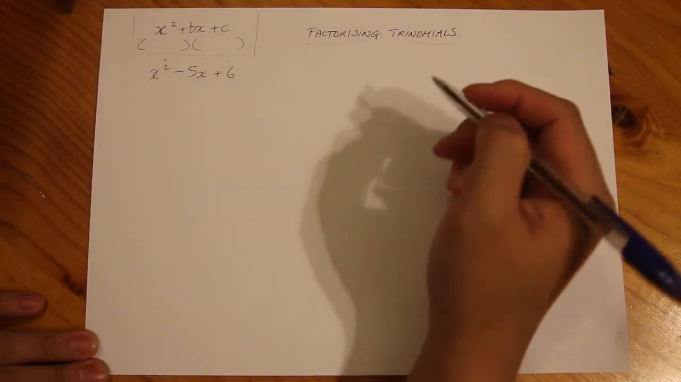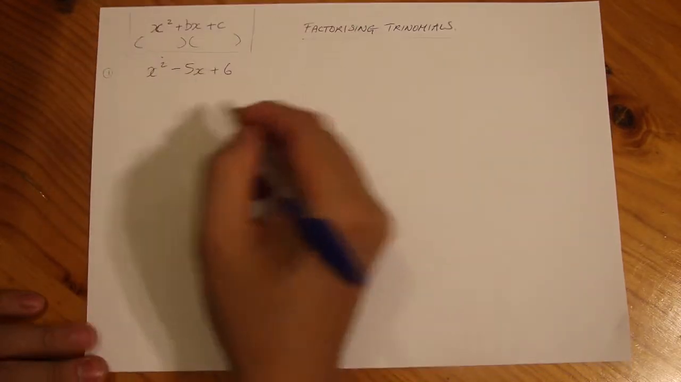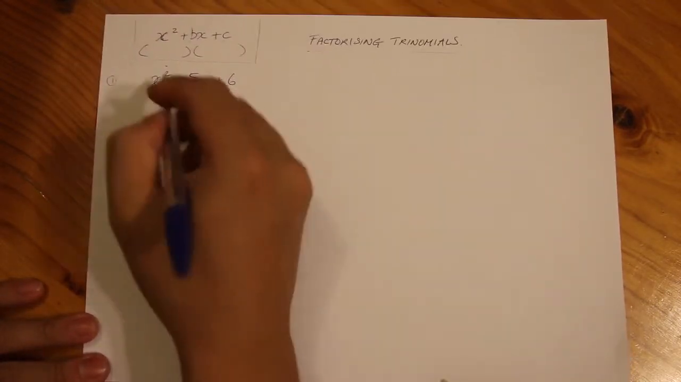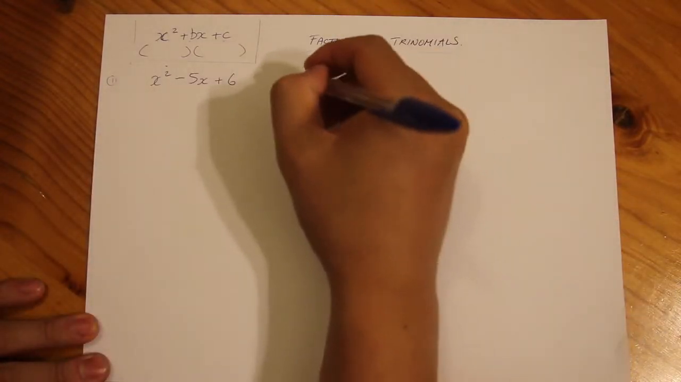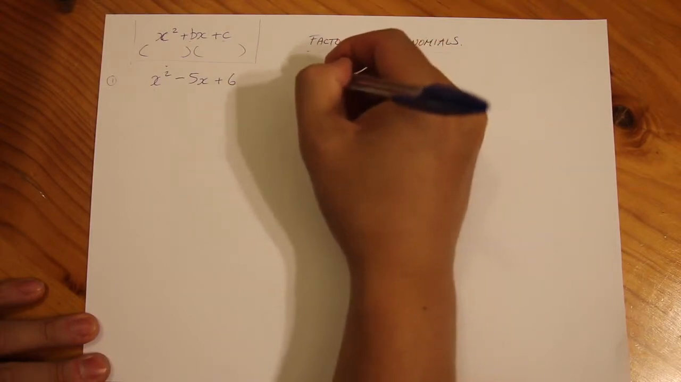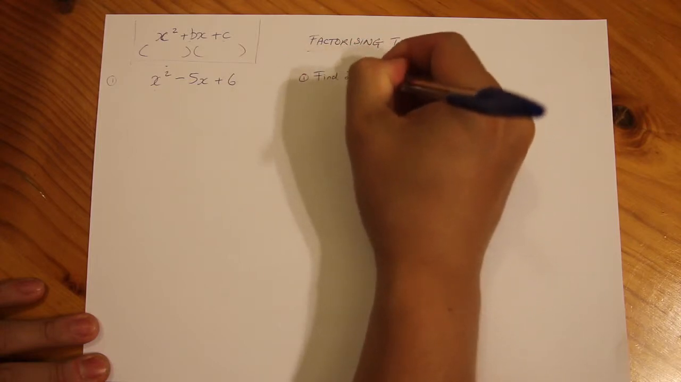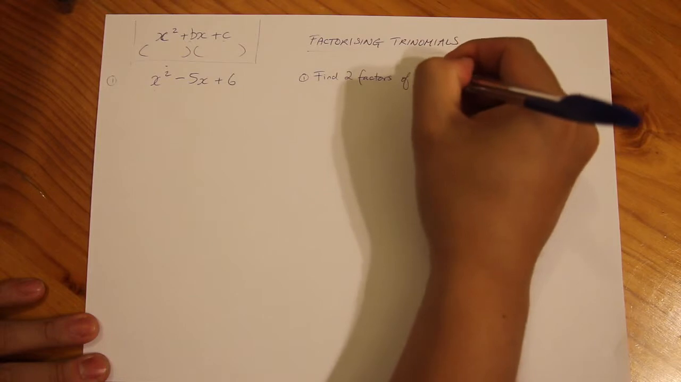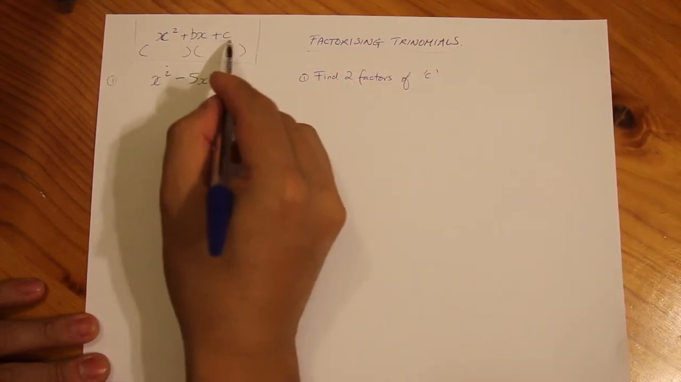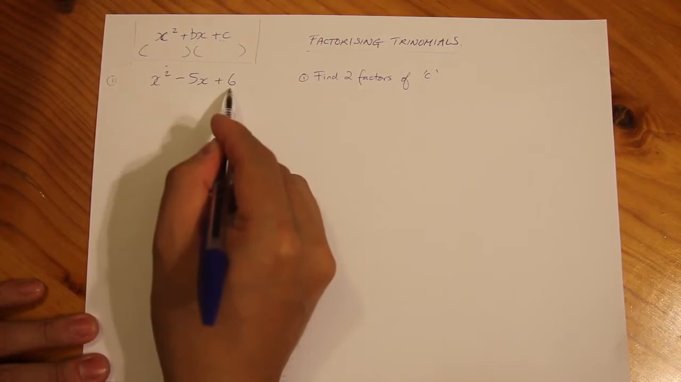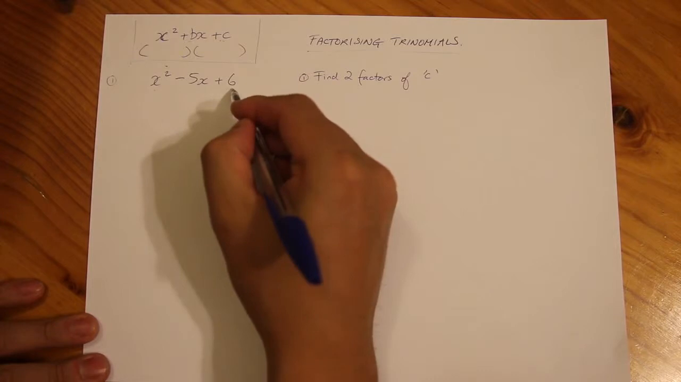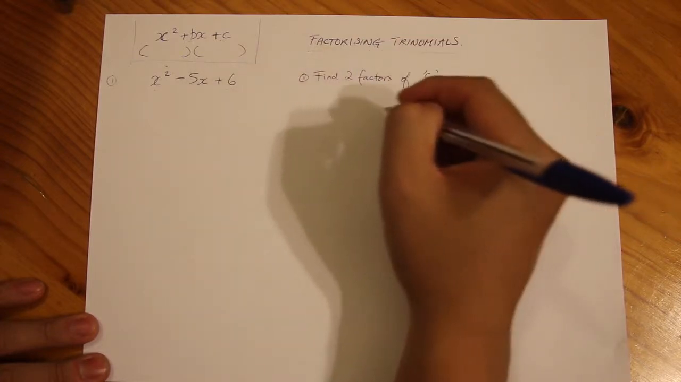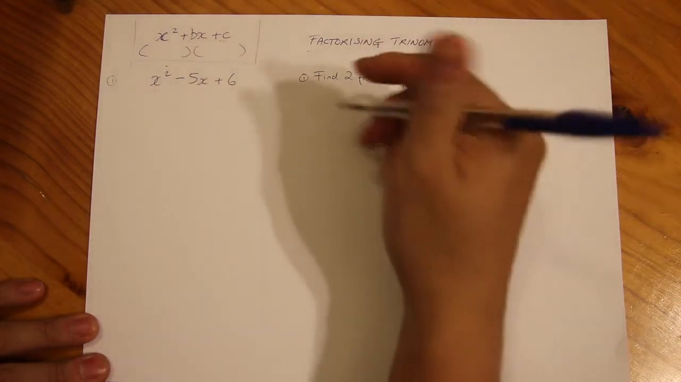Now with this first example here, we have 3 terms: x squared, minus 5x, and then a 6. The first step that we want to accomplish is to find 2 factors of c. So whatever the value of c is, in this case the value of c is 6. So we want to find the 2 factors of this number that fit the following 2 criteria.